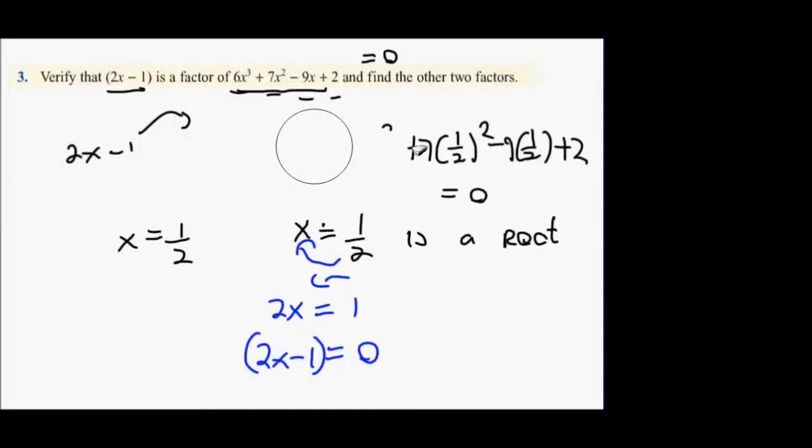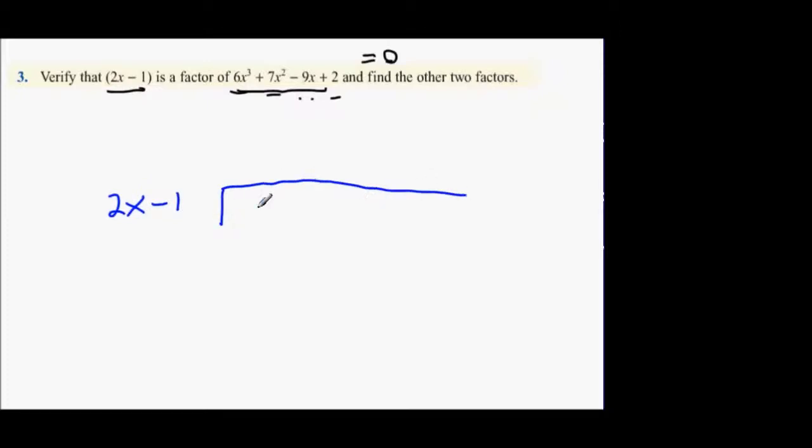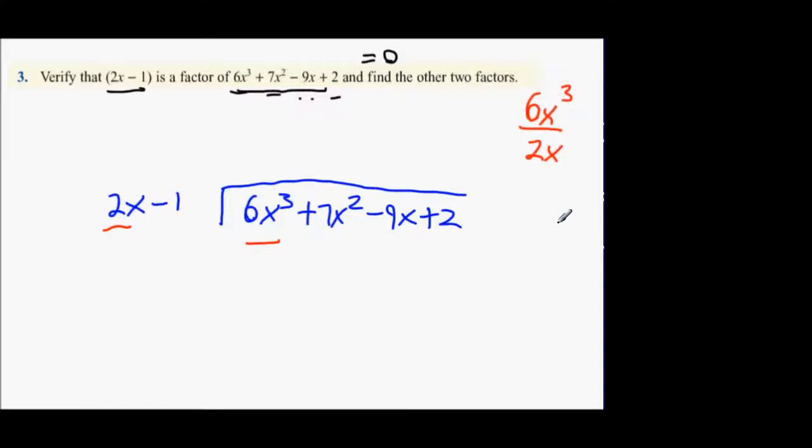What we do to find the other two factors is something that we did in transition year. We do long division. 2x minus 1 in brackets, into 6x cubed plus 7x squared minus 9x plus 2. What we do first and foremost is line up the first values in each one. How many times does 2x go into 6x cubed? 3x squared.